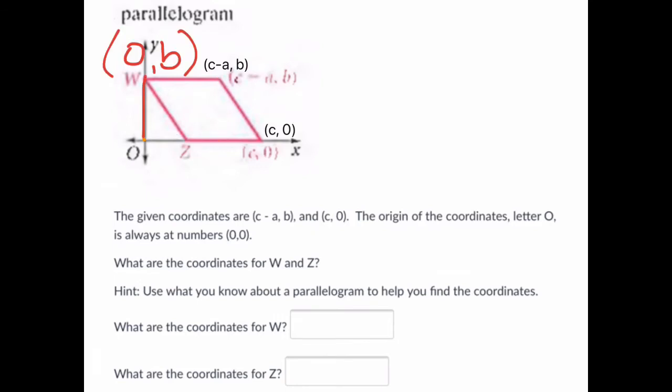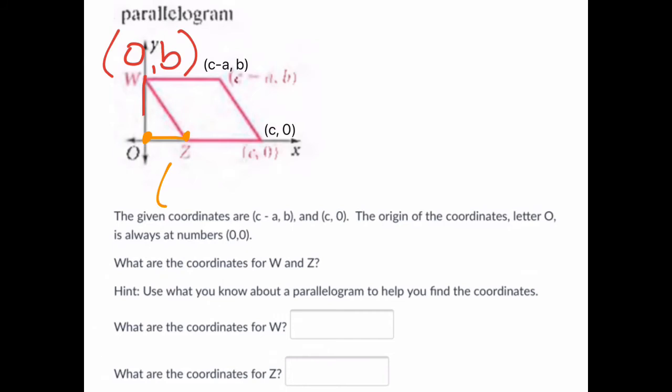The coordinates for point Z are definitely trickier. Notice that from here to here is C, and notice that from here to here is C minus A. So the difference here in the yellow, from here to here, must be A, and that's the same distance as from here to here. So to get to point Z, you would begin at the origin and go out A, and then you would not move any up or down. So point Z can be found at A, 0. Don't be discouraged if this is challenging for you. This is a very difficult question.